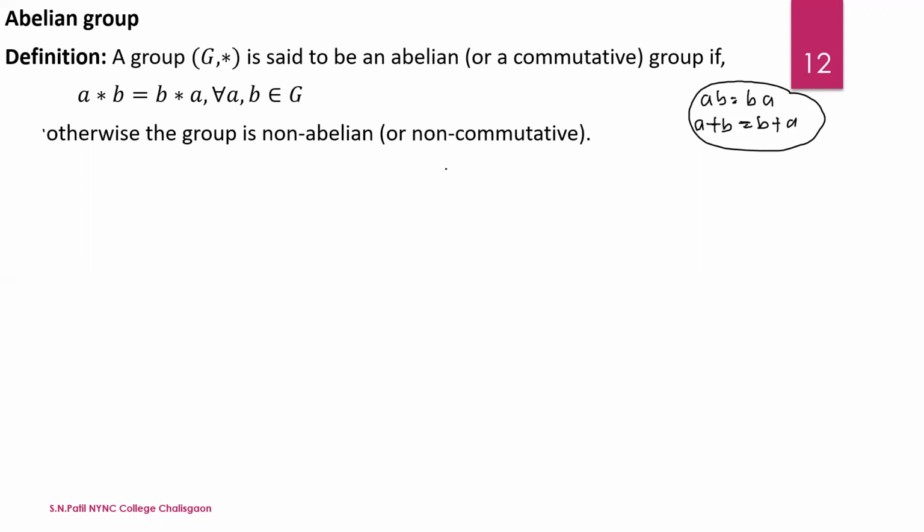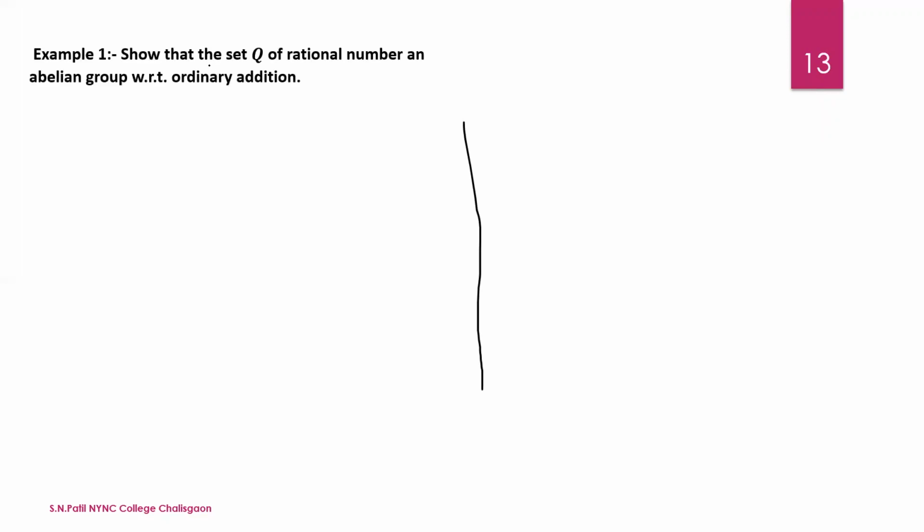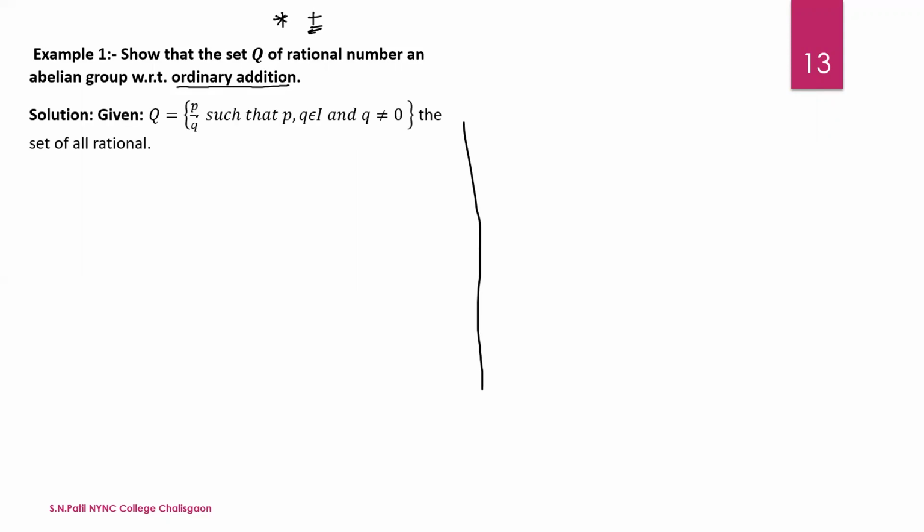Now let us take an example on the abelian group. Show that the set of rational numbers is an abelian group with respect to ordinary addition. That is, the star is addition here. So first we define the set of rational numbers. We know the set of rational numbers is the collection of numbers P by Q such that P, Q are both integers and the condition is Q must be non-zero. So this is the set of rational numbers.